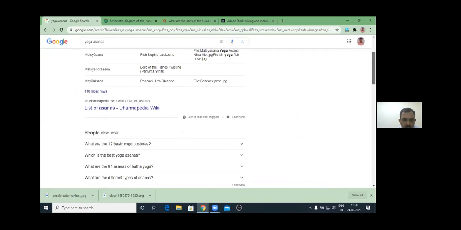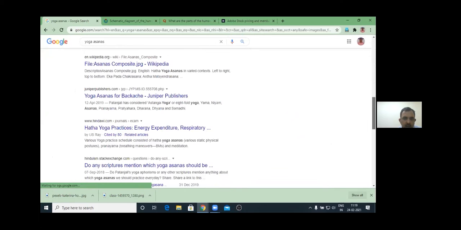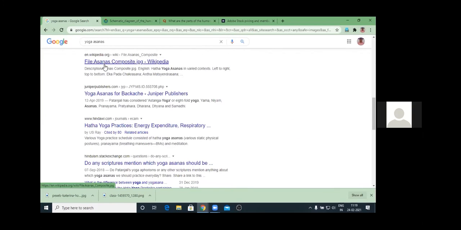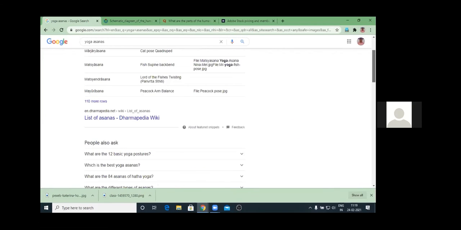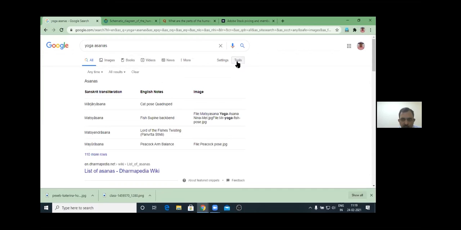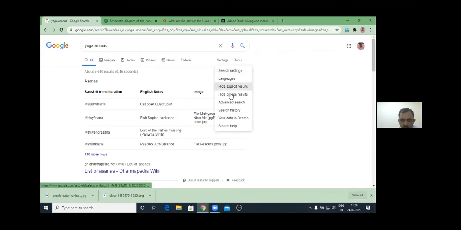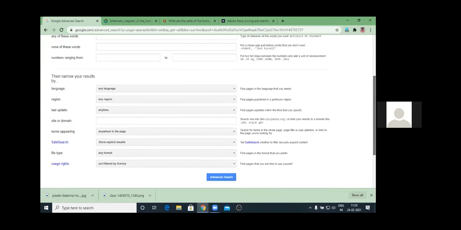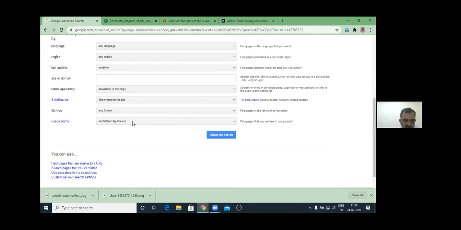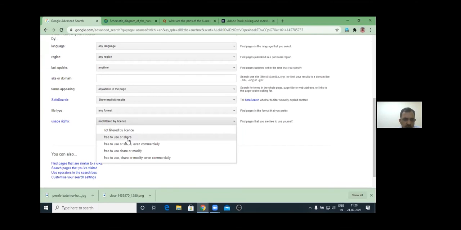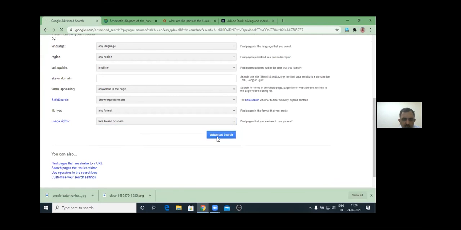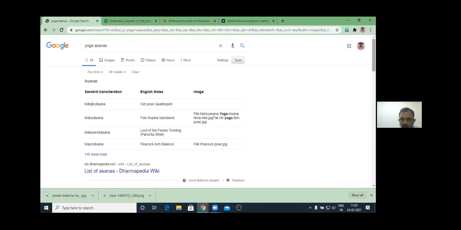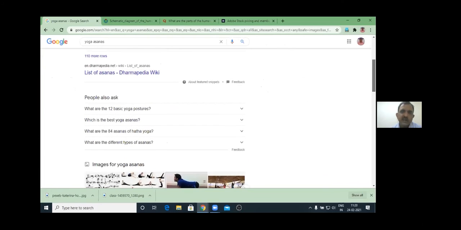Now that text will appear. So you can use the license. For that, you go to settings, then advanced settings. In advanced settings, go down. There is an option called usage rights. Here you click free to use or share, commercially, non-commercially, whatever. If you want only free to use and share, just click it. Then it will show you only those pages. So text also you can find.